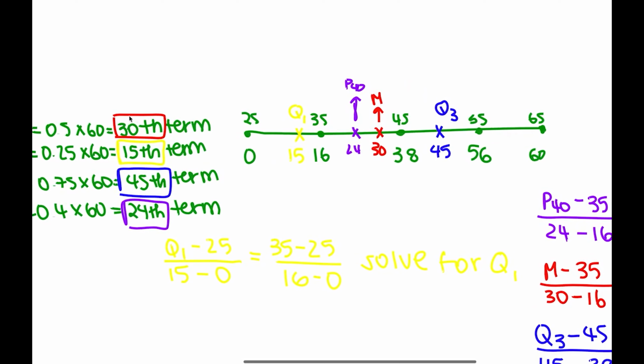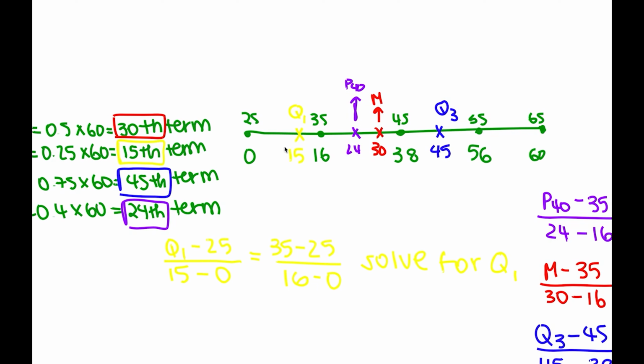Then you label all of the terms for each of the values. So since your median is the 30th term, it's between 16 and 38. So you put an X, you say 30 on the bottom, and you say that that's your median at the top. 15th term for Q1 would be between 0 and 16. So you put the X, you put 15 below the number line, and Q1 above. Then for your Q3, it's the 45th, which is between 38 and 56. So you put the 45 below and the Q3 on top. Then P40, which is your 24th term, it's between 16 and 38 as well. So you put the 24 below and the P40 above.